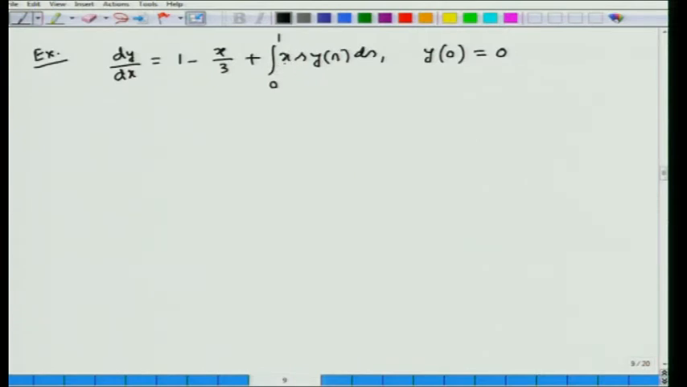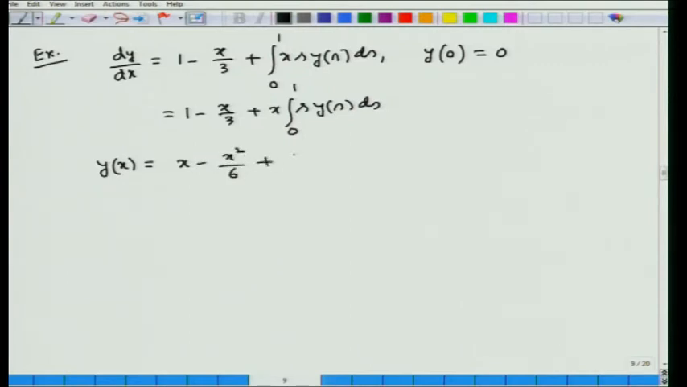using the usual practice of taking x out of the integral sign, we can just write this as 1 minus x/3 plus x integral 0 to 1 s y(s) ds, and then integrating both sides from 0 to x, we can find y(x) this is equal to x minus x^2/6 plus x^2/2 integral 0 to 1 s y(s) ds.